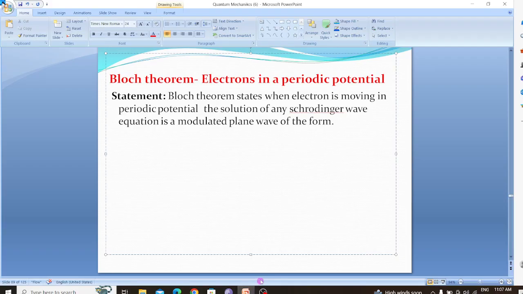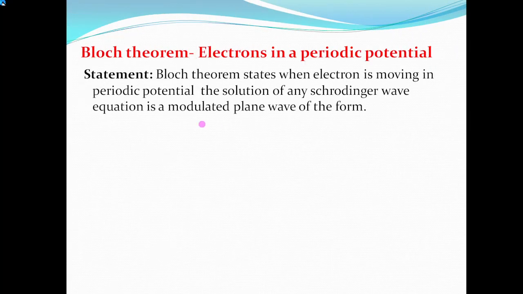Good morning students. Today we will discuss Bloch theorem, or electron moving in a periodic potential. In the last classes we have seen that free electron theory was developed in three stages: classical free electron theory, quantum free electron theory, and band theory. Band theory was proposed by Bloch. According to Bloch, electrons move in a periodic potential.